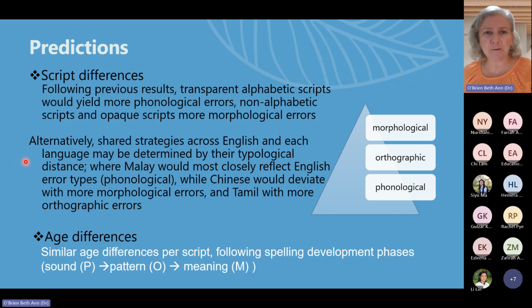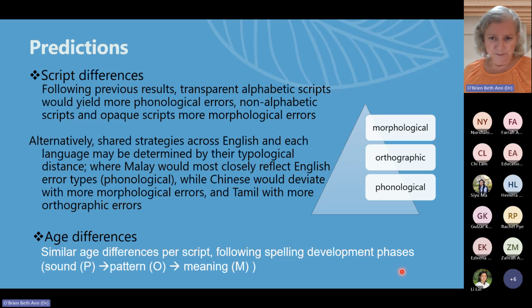And if that's true, then we would expect to see some differences according to the typological difference or distance of their script sets. So, for example, the Malay language would more closely reflect English error types, while Chinese would deviate more from English in terms of morphological errors. The other thing we wanted to examine, and we're still analyzing some of this but just have some preliminary data, is the question of whether we see the same pattern of errors across the age groups, and then within each language across the age groups.